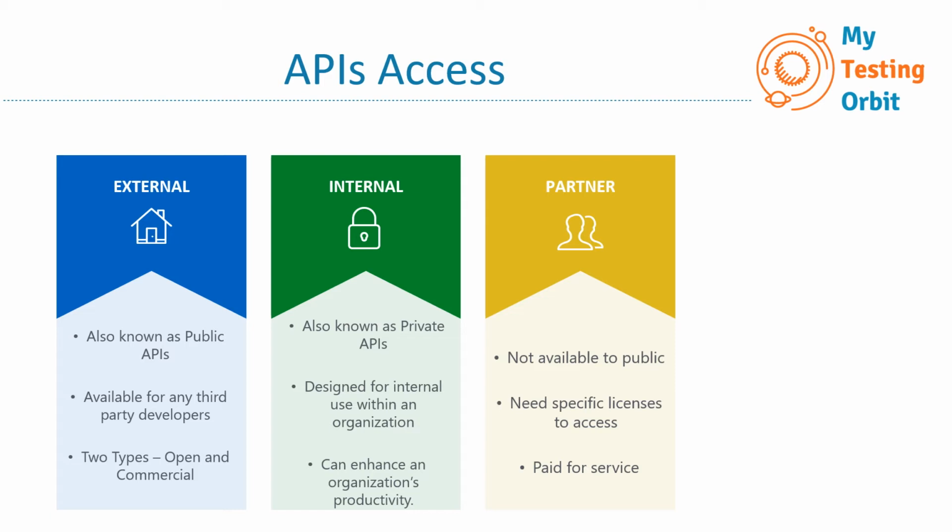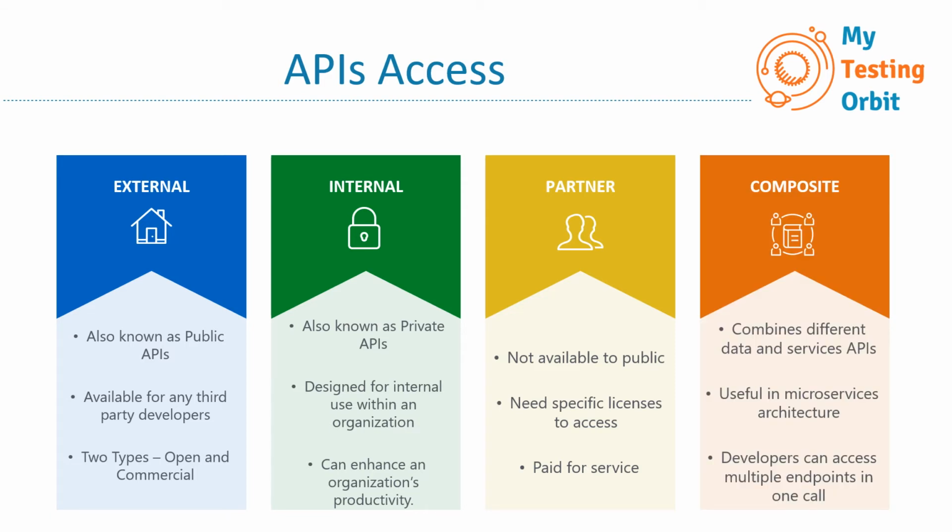For example, if we think of a hospital and a blood bank, this would be a great example of a partner API. In this case, a partner API would be set up between these two organizations, which has access to the necessary data with the right set of permissions.